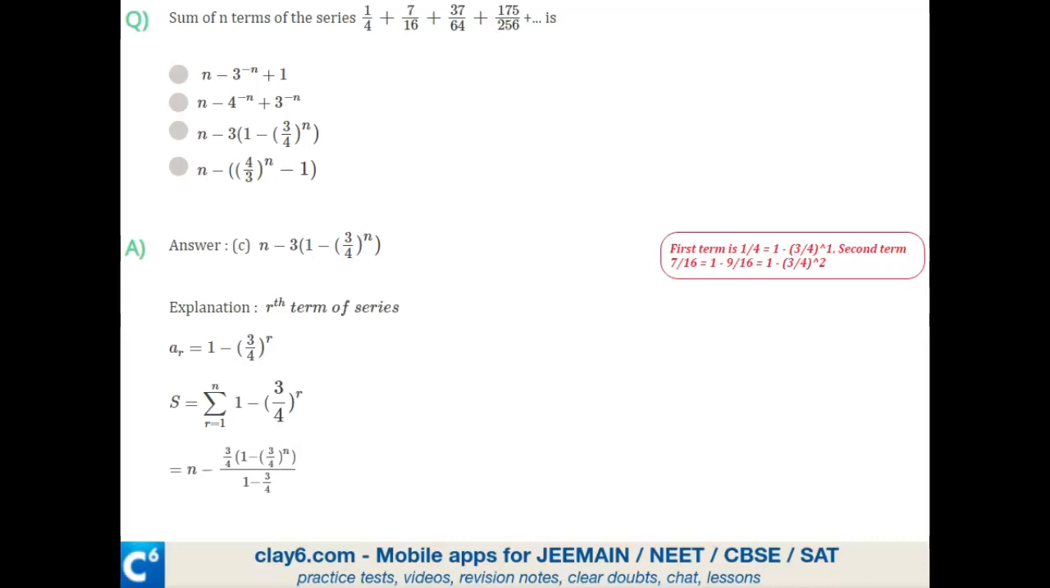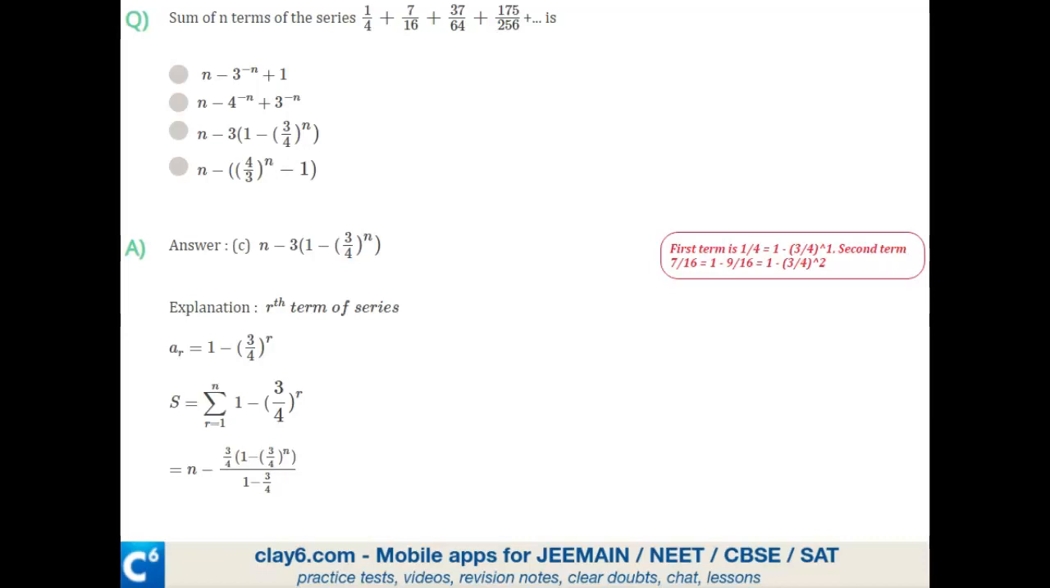We know that summation of 1 for r equal to 1 to n is n, because it's 1 plus 1 plus 1 till n, and then minus the summation of 3 by 4 power r. This is the general formula, a times 1 minus a power n by 1 minus a. So we're going to use it for the summation of 3 by 4 power r, r equal to 1 to n.